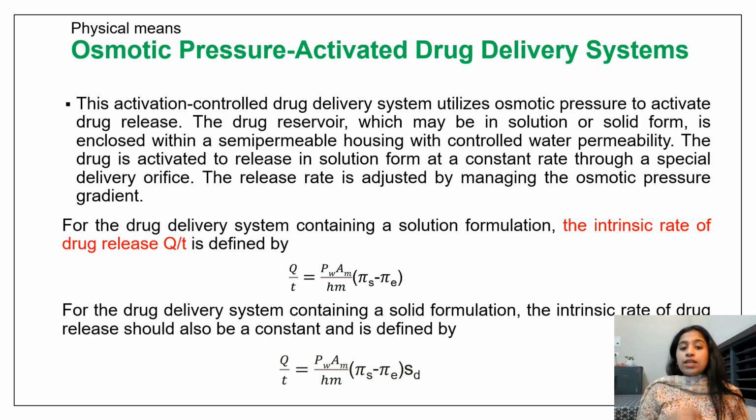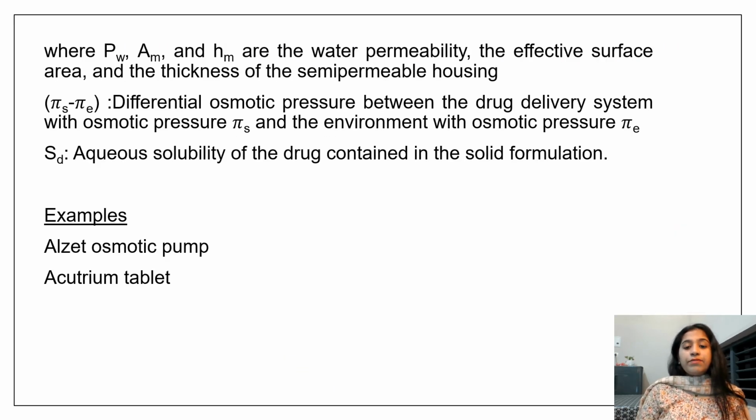So we already said that the drug reservoir may be in solution or solid form. If it is a solution formulation, the intrinsic rate of drug release, that is Q/t, is equal to Pw Am/Hm into (πs − πe). For the solid formulation, Q/t is equal to Pw Am/Hm into (πs − πe) St. Here Pw is the water permeability, Am is the effective surface area, Hm is the thickness of the semi-permeable housing. πs − πe is the differential osmotic pressure between the drug delivery system and the environment. St is the solubility of the drug contained in the solid formulation.